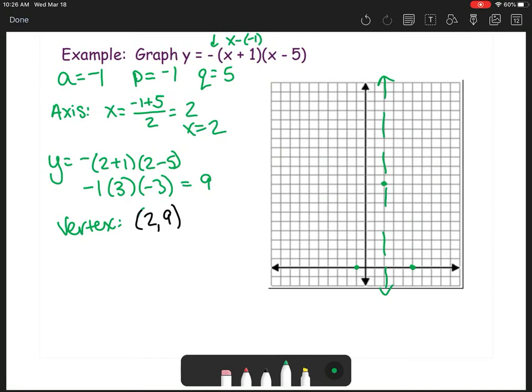But remember, we can also do our 1-3-5 trick from last week and go from our vertex, right 1, down 1 because of the -a, and then right 1, down 3, and get some more points. And if we reflect those across, we get things that do this. And then I can draw a really nice parabola in there. Nice smooth curves, and there you go.